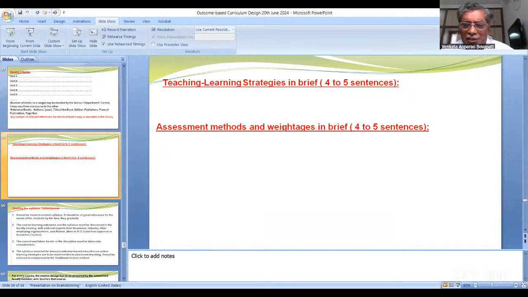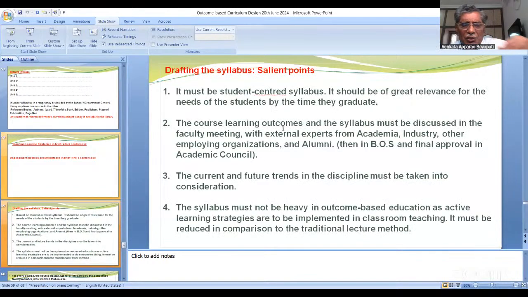Teaching learning strategies in brief, assessment methods and weightages in brief. Drafting the syllabus, salient points. It must be the student-centered syllabus. It should be of great relevance to the needs of the students by the time they graduate. The course outcomes and the syllabus must be discussed thoroughly in the faculty meeting, including the junior-most faculty, newly recruited faculty. They should also know. With external experts from academia, industry, and employing organizations and alumni. Then in the board of studies, and finally in the academic council.